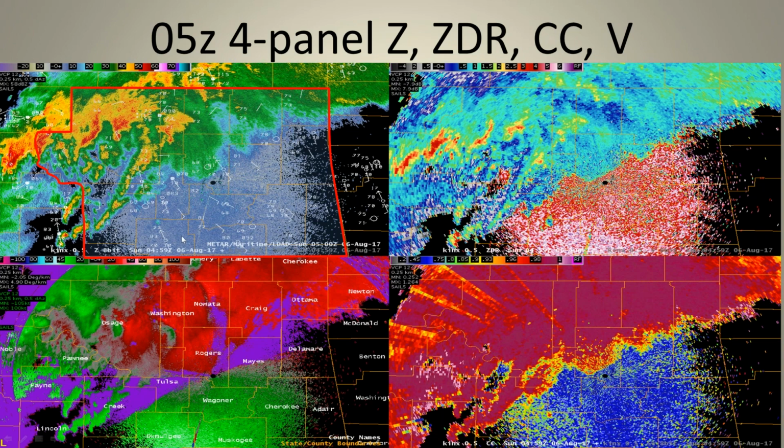Dew points are very high out ahead of the storm, and temperatures are very warm. Midnight, still temperatures in the 80s. Behind the complex, temperatures drop way down into the 60s, so there's a very strong cold pool. And looking at the velocity, there is some convergence, so there's some deeper updraft structures developing.